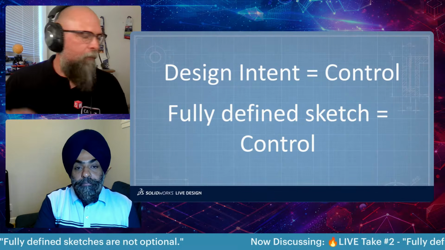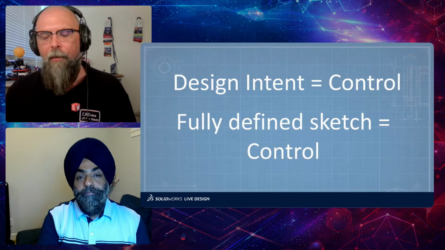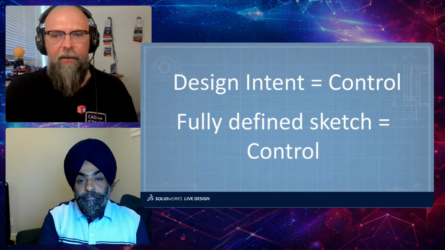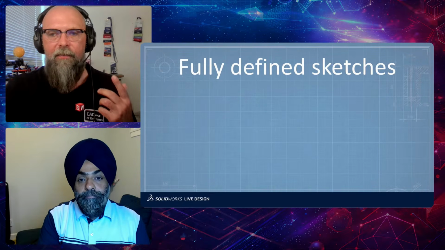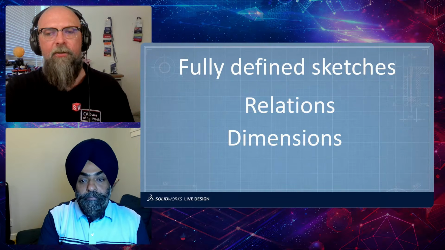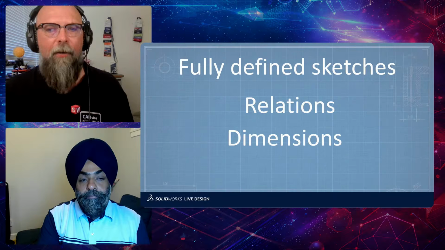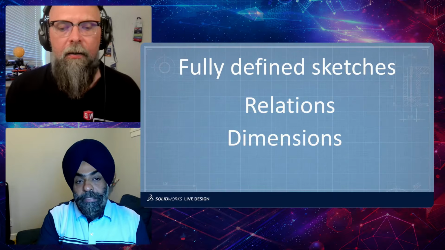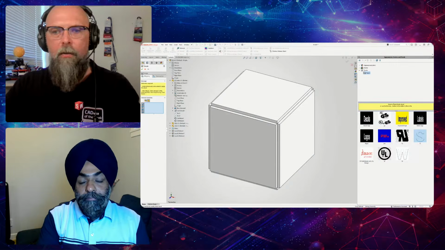But how do we fully define a sketch easily? A fully defined sketch actually only consists of two things: relations between all of your lines, and dimensions. That's it. Those are the two things you need to start looking into when you learn about fully defined sketches. So if we just go to SolidWorks and see what we have here.